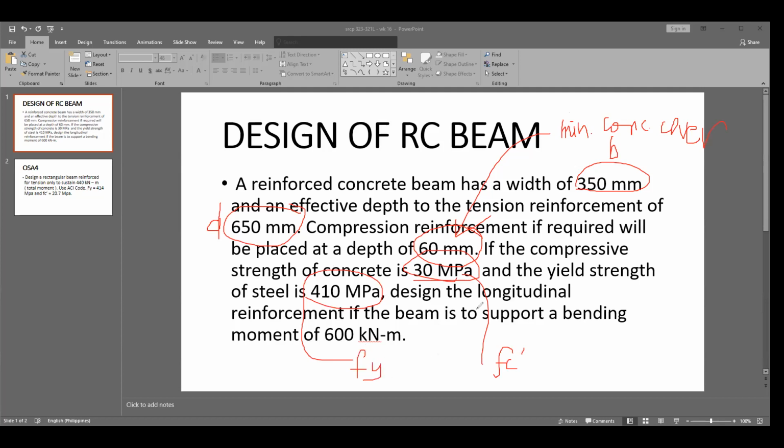And we are going to design the longitudinal reinforcement. That means we are going to design the number of reinforcing steel bars, or the RSB. And the bending moment that has to be supported is 600 kilonewton meter. So let us assume that this is the ultimate moment that should be supported by the beam. In your case, you're going to look for the value of Mu. In this particular problem, we are already given the value of Mu.